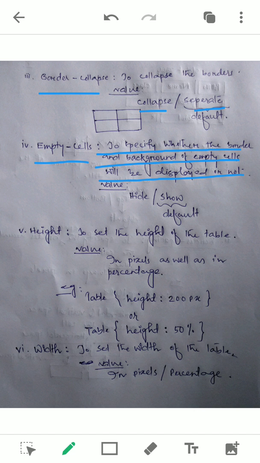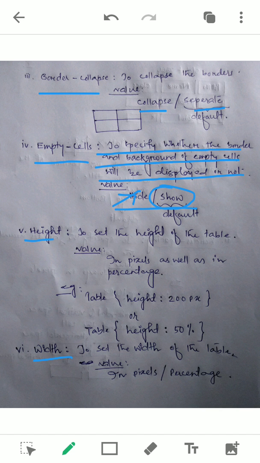So there are two values. What are the two values? Hide and show. If you don't use empty-cells, then you can see by default all the empty cells are displaying. That means there is no content in the cell, but the cell is displaying if we don't use empty-cells. By default it is show. If it is written hide, then you can see if any cell doesn't have a value, then this cell's border and the background color of this border will not display.